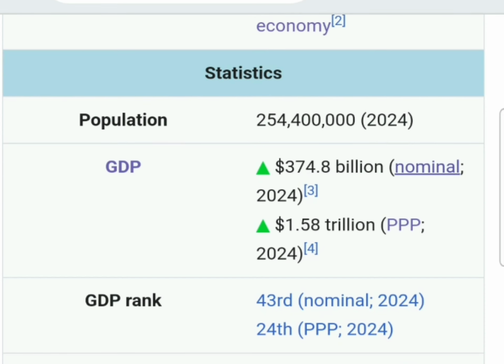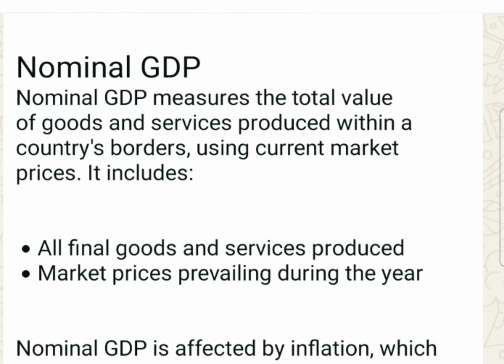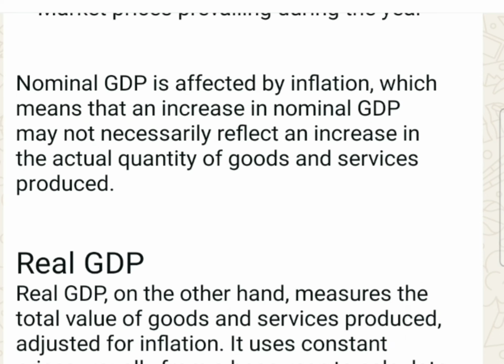Nominal GDP of Pakistan is 375 billion US dollars, while the purchasing power parity GDP of Pakistan is 1.6 trillion US dollars. Nominal GDP measures the total value of goods and services produced within a country's border using current market prices. Nominal GDP is affected by inflation, which means that an increase in nominal GDP may not necessarily reflect an increase in the actual quantity of goods and services produced.